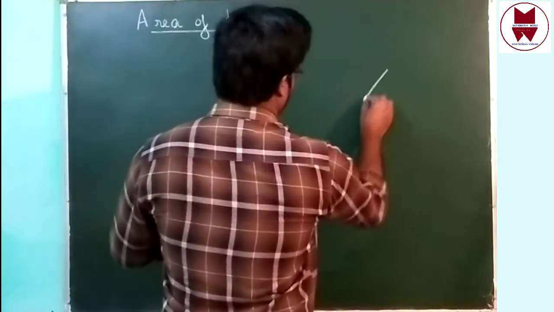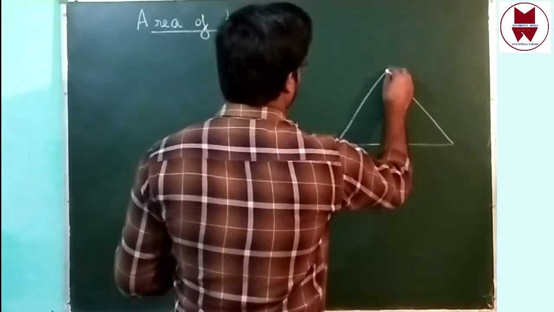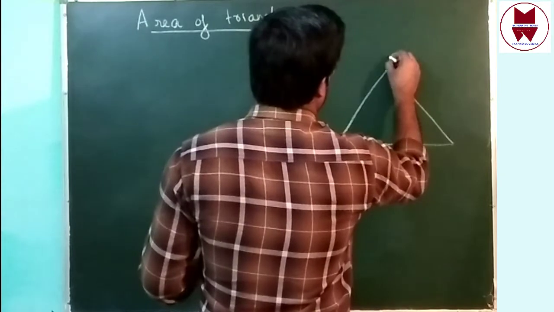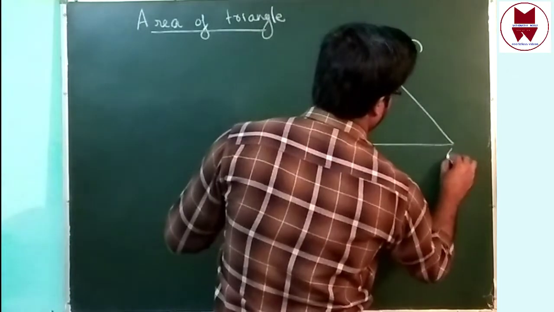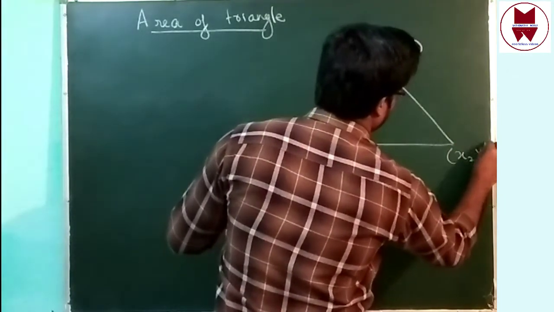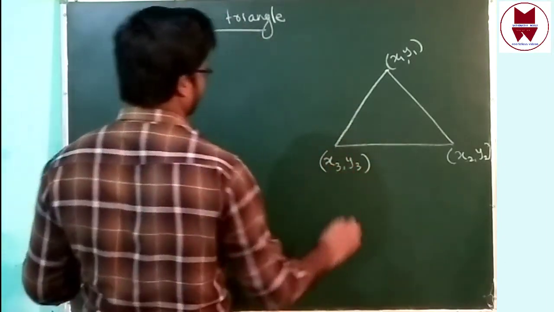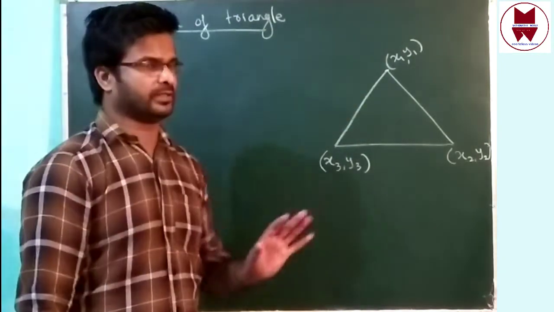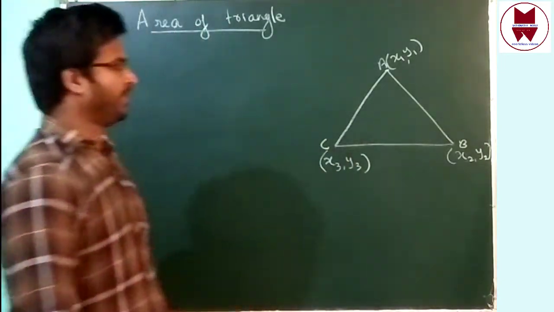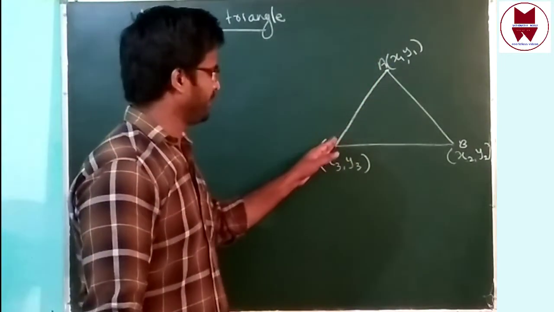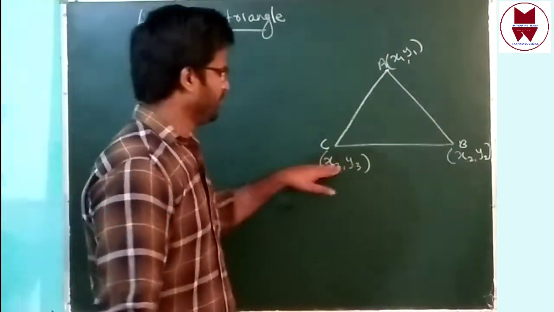We just consider one triangle. This is one triangle, and this vertex is given, that is x1, y1. The second vertex is x2, y2, then x3, y3. We want to find out the area of this triangle. We can name them A, B, C. How can we find it out? We don't know the lengths of AC, AB, BC. They are not given; only the vertices are given.